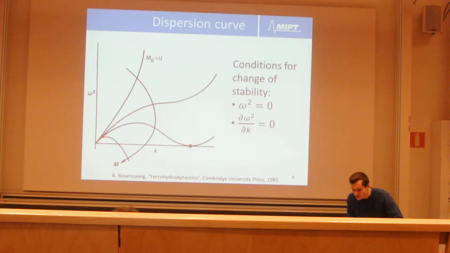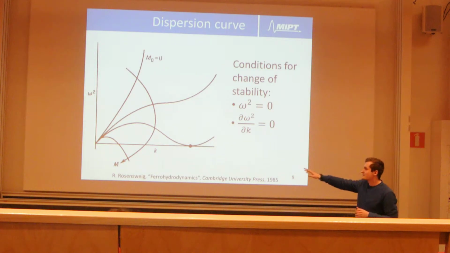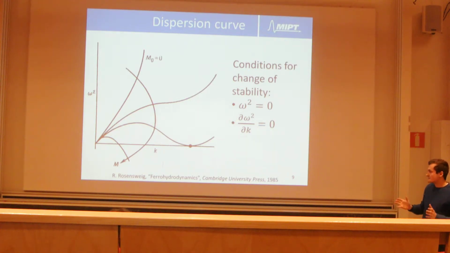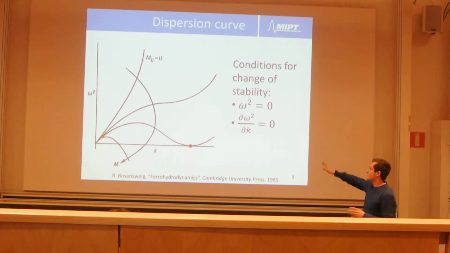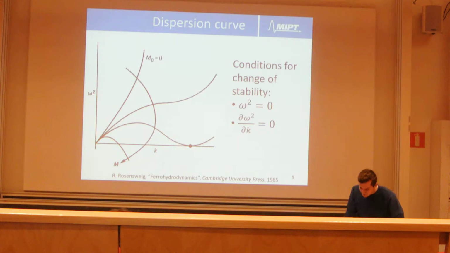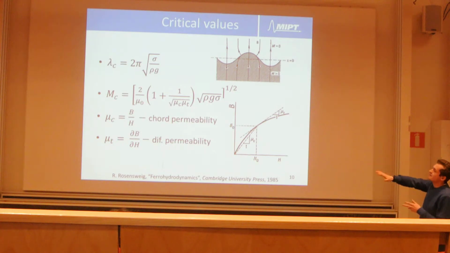As you can see, we have a dispersion curve for different values of magnetization, and the most interesting curve is this one, where we have a second zero of omega, a kind of new point of stability, which allows us to see the system of peaks. The conditions for change of stability are these: omega squared should be equal to 0, and the first derivative with respect to k should be equal to 0. Also, Rosensweig analysis gives us some critical wavelengths and magnetization. So this is what we're going to check in our theory.